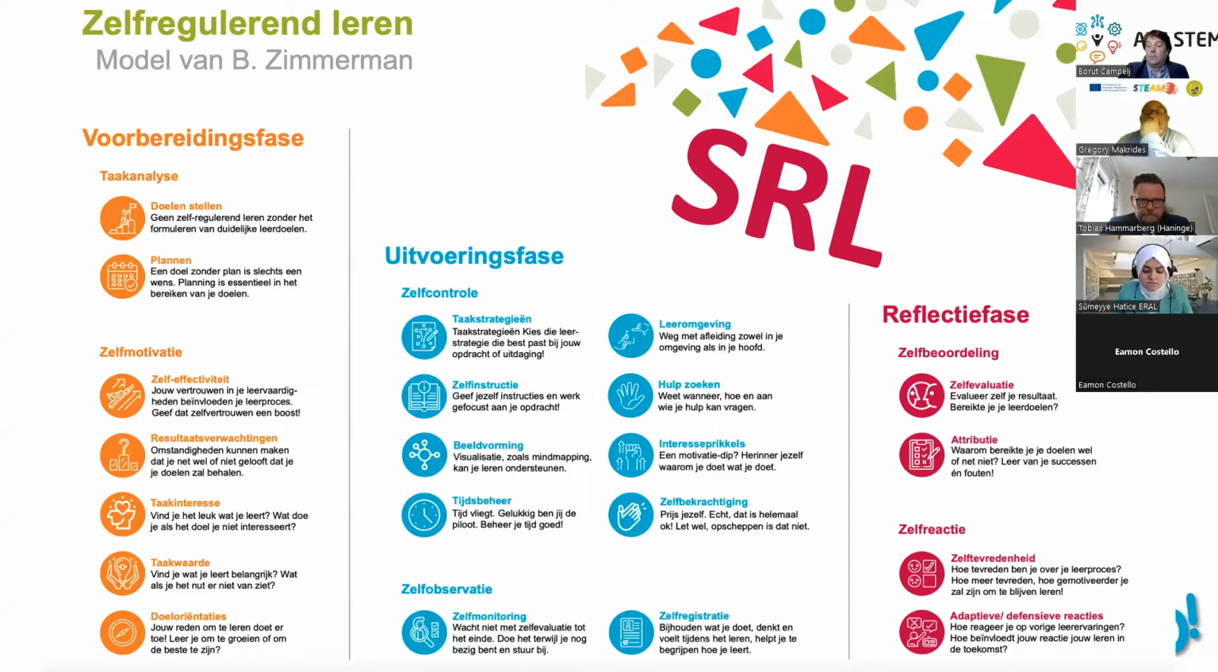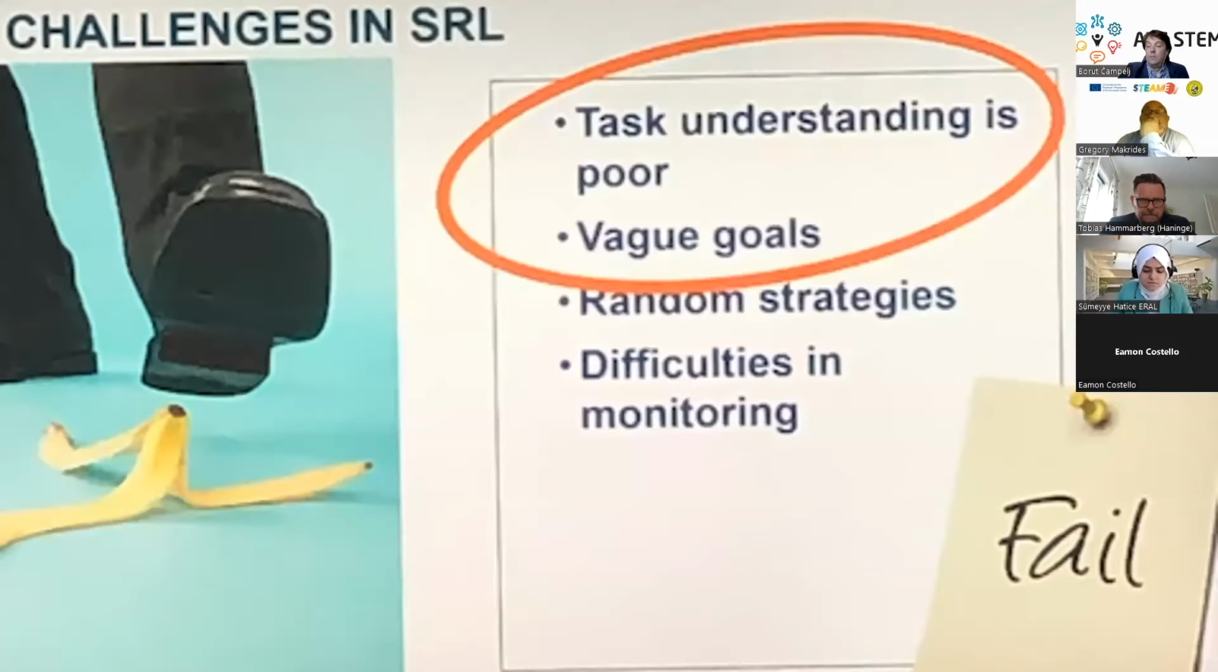The framework of Zimmerman, for example, but don't panic, I'm not going to dive into this. I will work with four things that are really the main parts of where self-regulated learning needs attention. Where are the failures that occur the most?